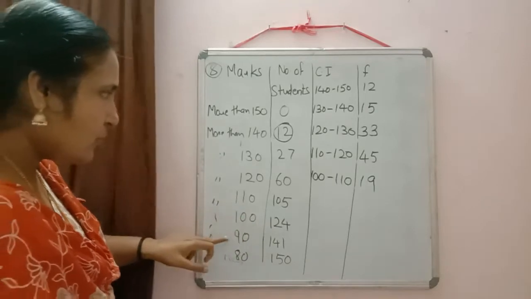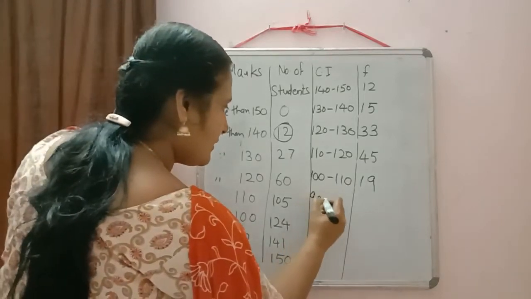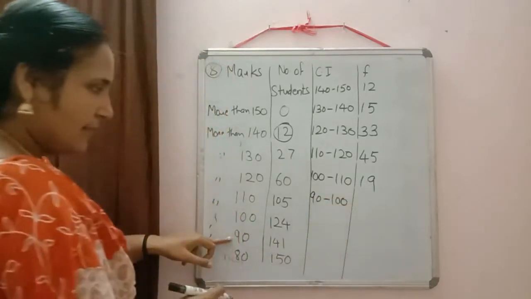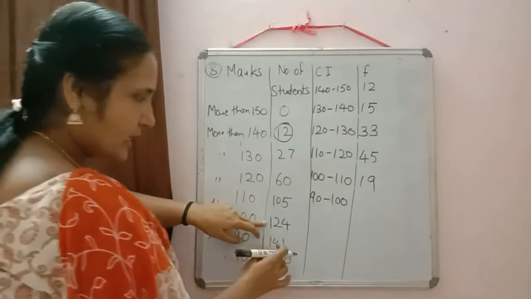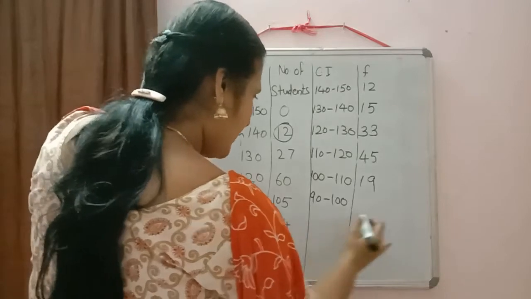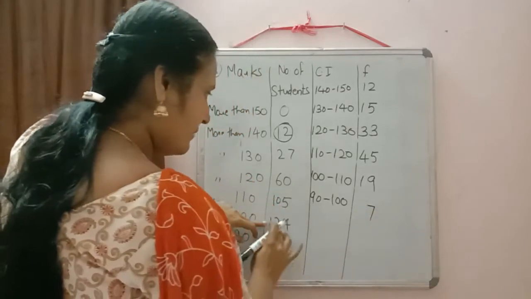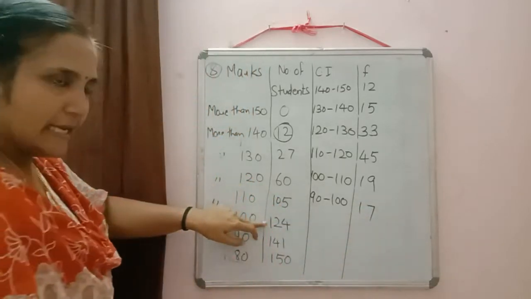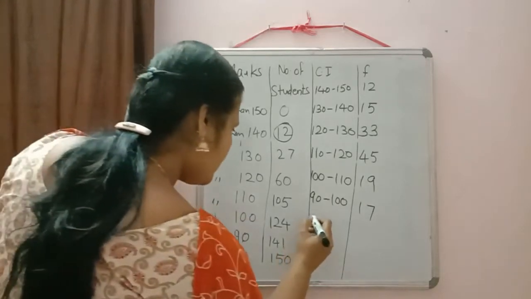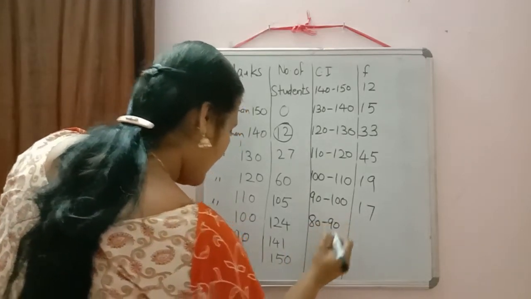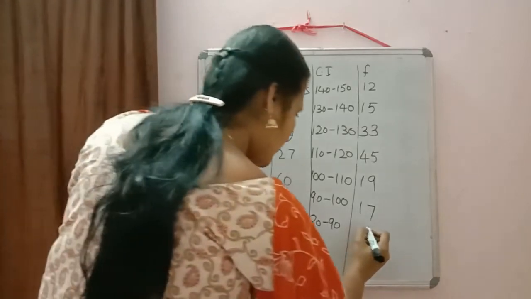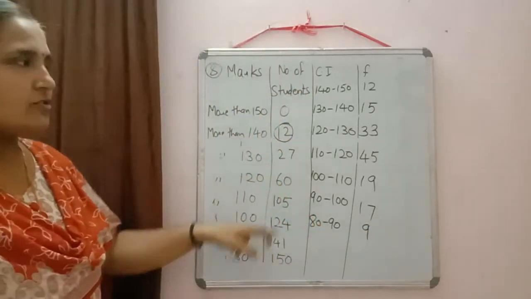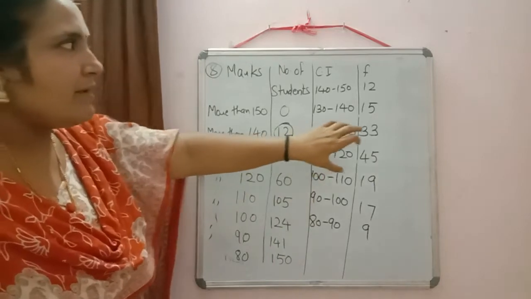Then next, more than 90. So that will be 90 to 100. So 141 minus 124 will be equal to 17. Then the last one is 80 to 90. So 150 minus 141 will be equal to 9. So this is the class interval and frequency.